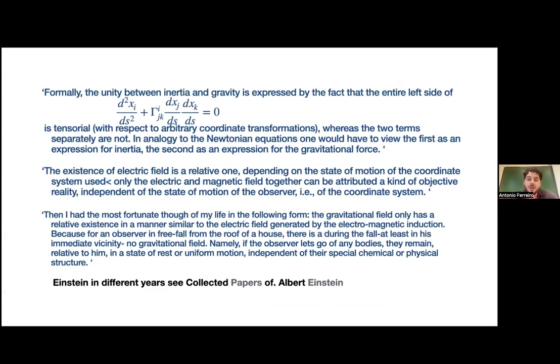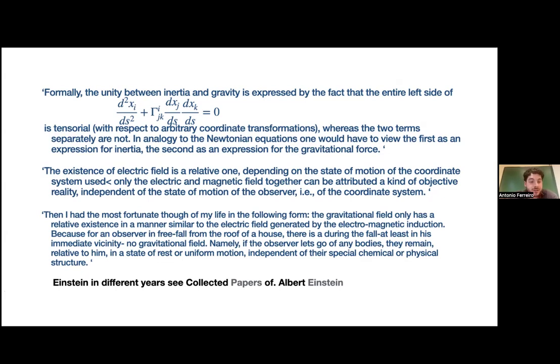Formally, the unity between inertia and gravity is expressed by the fact that the entire left side of this equation is tensorial with respect to arbitrary coordinate transformations, whereas the two terms separately are not. In analogy to Newton's equations, one would have to view the first as an expression of inertia, the second as an expression of the gravitational force, but only in analogy to Newton's equations, not really as a key feature. The existence of an electric field is a relative one, depending on the state of motion of the coordinate system. Only the electric and magnetic field together can be attributed a kind of objective reality, independent of the state of motion of the observer. And this is exactly the case of inertia and gravity.